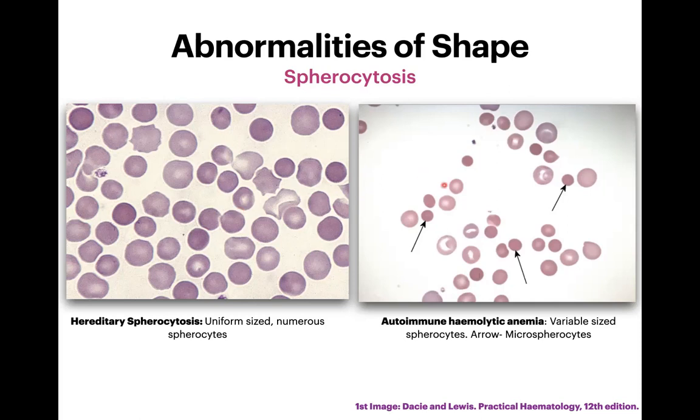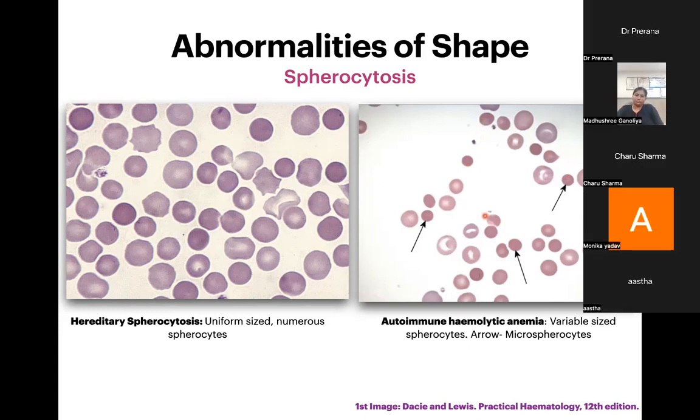The second is an image from an autoimmune hemolytic anemia case. Here you can see the sizes of these spherocytes are variable. This one is a little bigger, this one is smaller. And you are also seeing polychromatophilic cells. This indicates the presence of microspherocytes. So that's why it's important to determine whether it's a spherocyte or a microspherocyte.